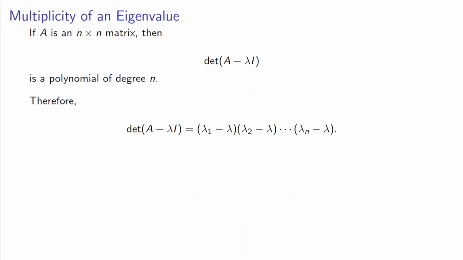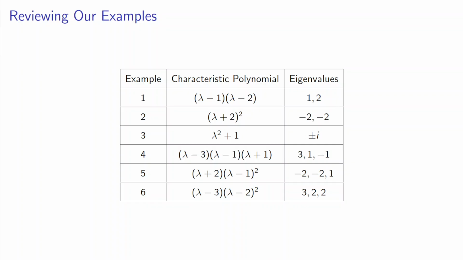So the multiplicity of an eigenvalue: if A is an n by n matrix, then the determinant of A minus lambda I is a polynomial of degree n. So we can write the determinant of A minus lambda I as a set of factors, lambda 1 minus lambda, lambda 2 minus lambda, and so on and so forth. If we come back here, we can see each of those types of forms in that characteristic polynomial.